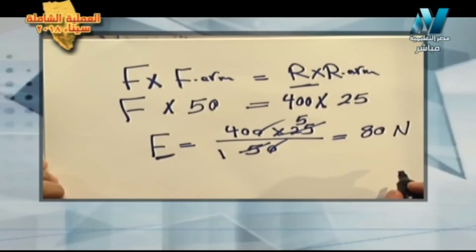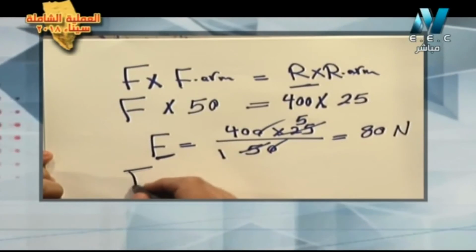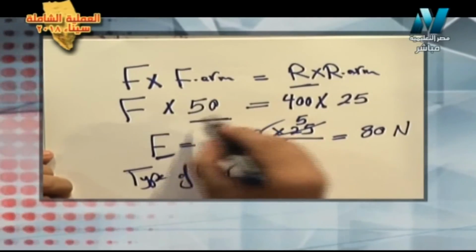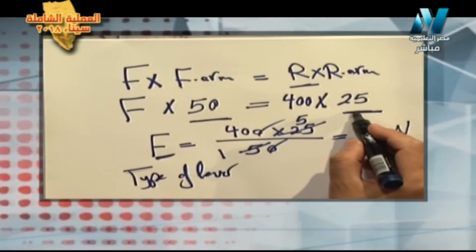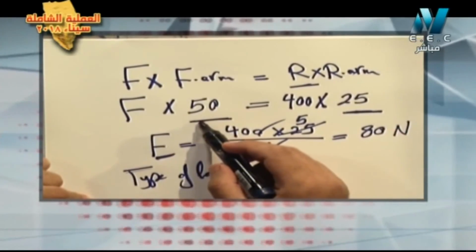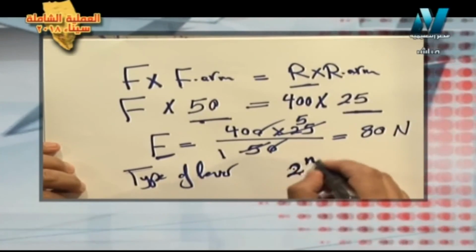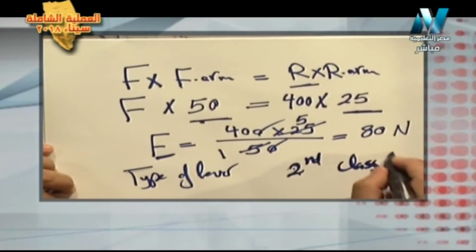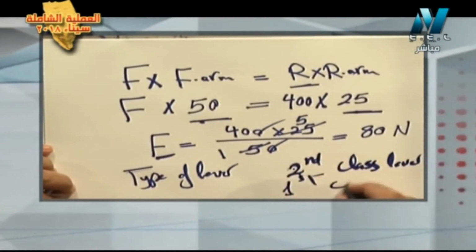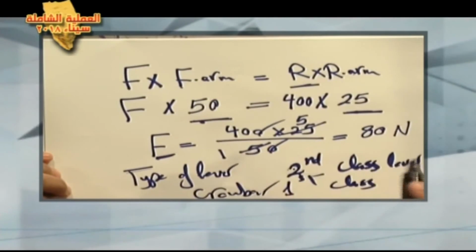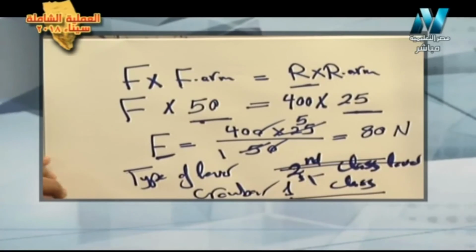The last question is that mention type of the lever. Type of lever, I can find it by what? By comparing effort force arm and the resistance arm. I can see here, effort force arm is longer than the resistance arm, so it will be second class lever or sometimes first class lever. But here in the problem it says crowbar, so surely it will be first class lever only. Here I will exclude second class lever completely because we learned that the crowbar is a first class lever.